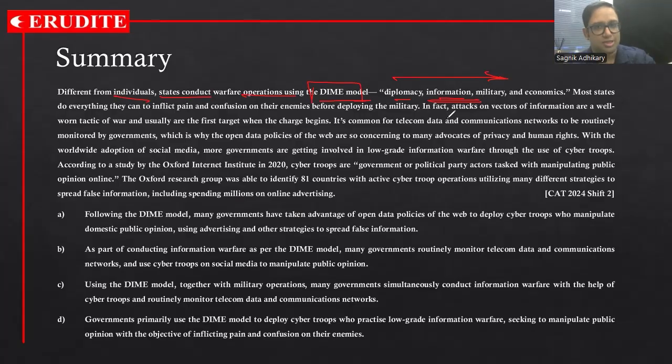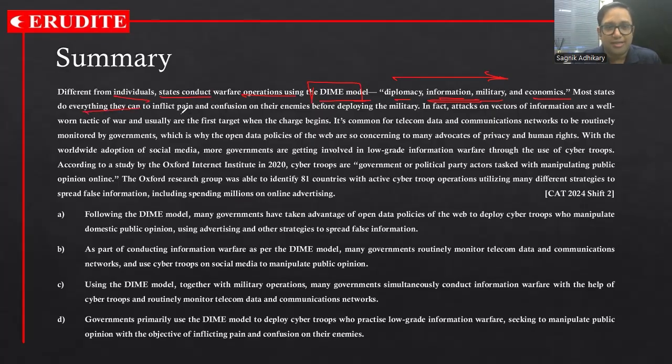So first diplomacy is tried. Then when that fails, information is targeted. Then the military is deployed. And then finally, economics are used to maybe stem a war, maybe turn the tide, etc. We'll get a competitive advantage.